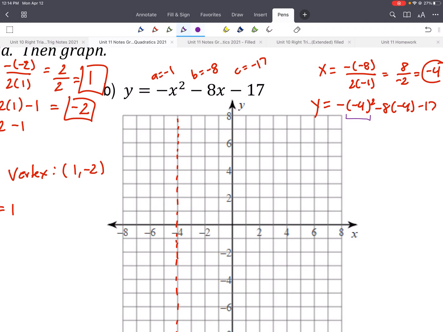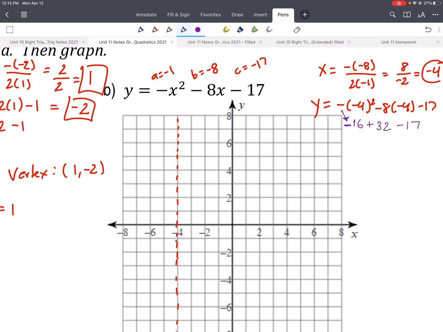If you're to do PEMDAS, you got to do exponents first. So we would square the -4, and then we'd multiply it by this -1. But if you use your calculator, it should do it for you. Anyways, I'll do it by hand. Here we'll get 16, but then we also have this negative that's still out there. We have a plus 32, and then minus 17.